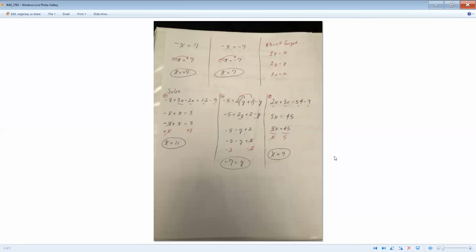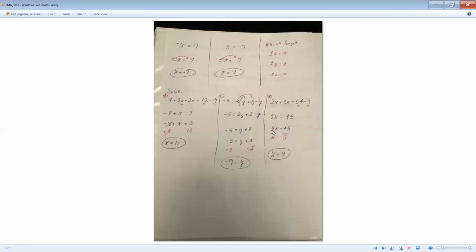Last one for this video, 2x plus 3x equal to 54 minus 9. Once again, combine your like terms on both sides of the equation. So we have 2x plus 3x, which is 5x. On the right, 54 minus 9, which is 45. Now I have 5x equal to 45.